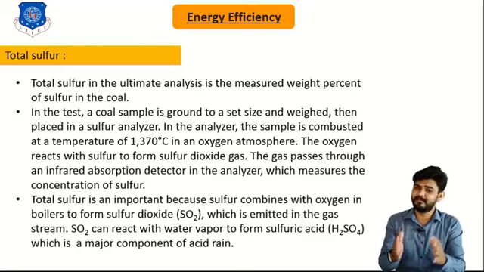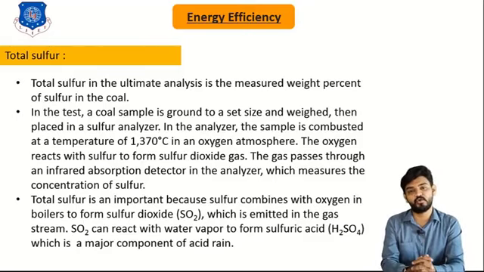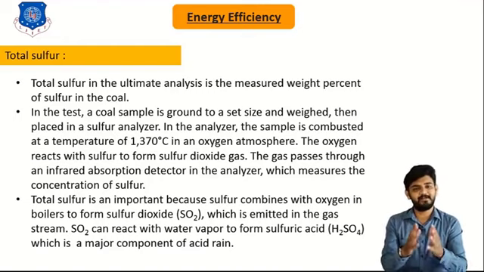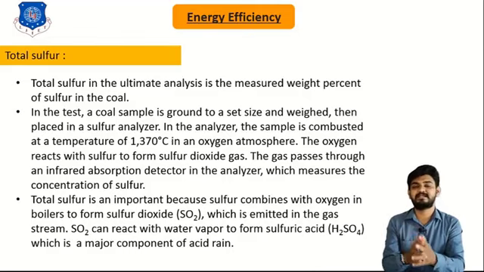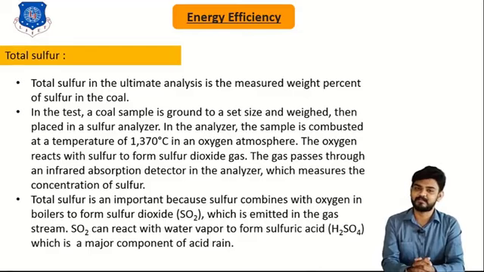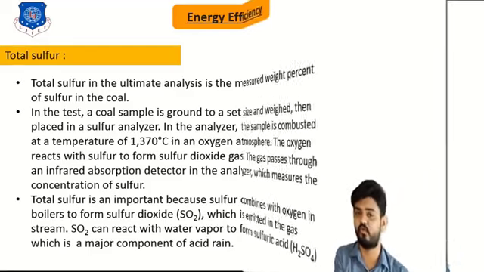So we have to minimize this sulfur content of fuel. So this was all about the total sulfur content and the ultimate analysis. Well, this ultimate analysis is very important from the exam point of view. Combined with proximate analysis, it asks for 7 marks. So better you prepare both the analyses of coal.